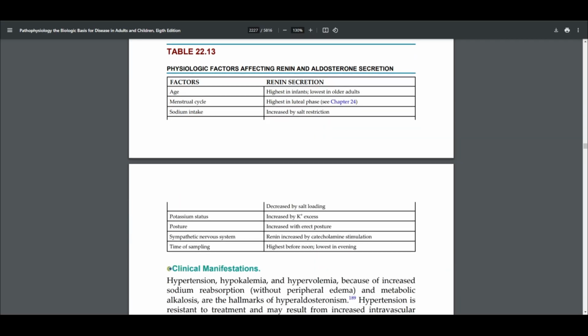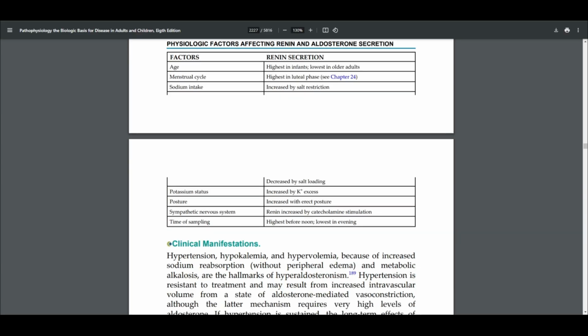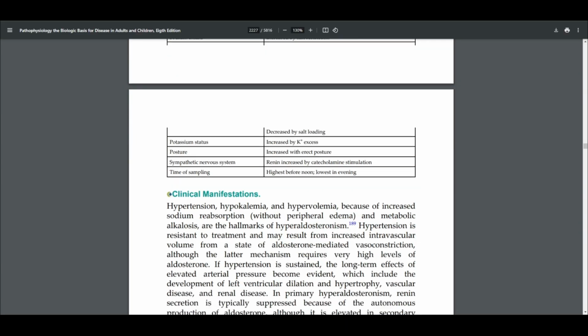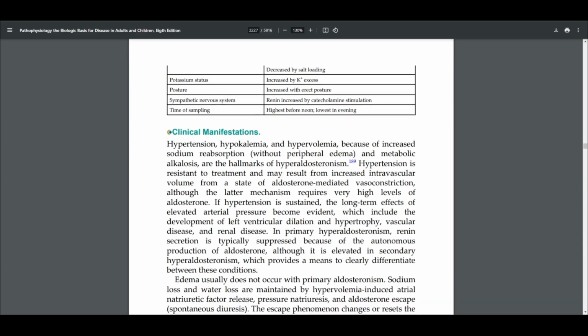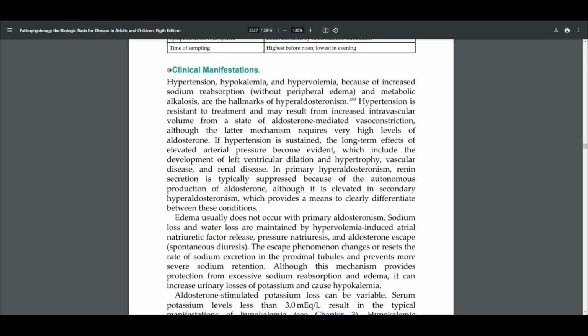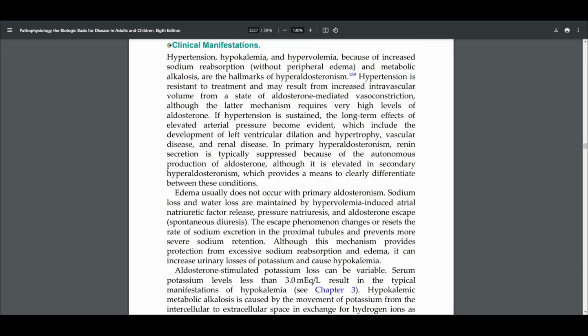So there are some physiologic factors affecting renin and aldosterone secretion: your age, menstrual cycle, sodium intake, potassium status, posture, sympathetic nervous system, and time of sampling. Your clinical manifestations. The classics: hypertension, hypokalemia, and hypervolemia because of increased sodium reabsorption, without the peripheral edema though, and metabolic alkalosis.